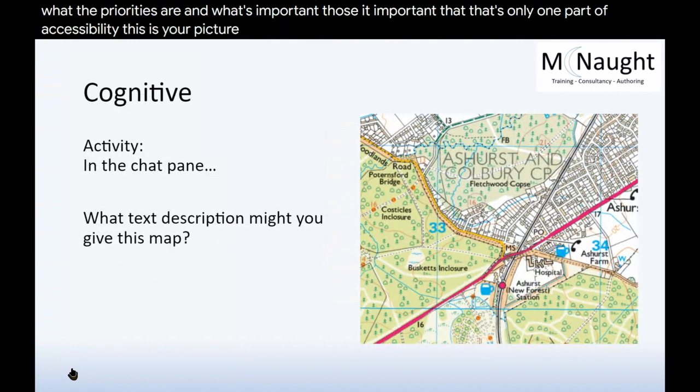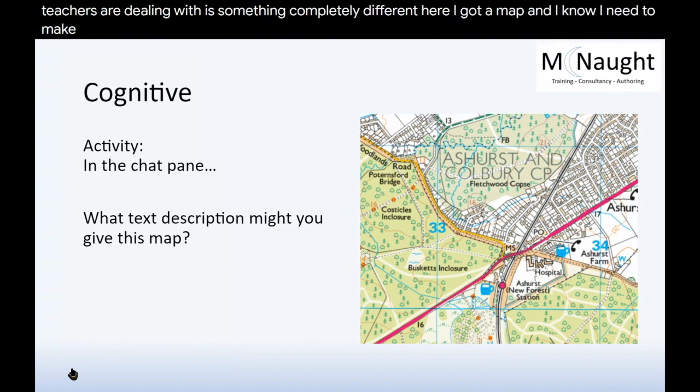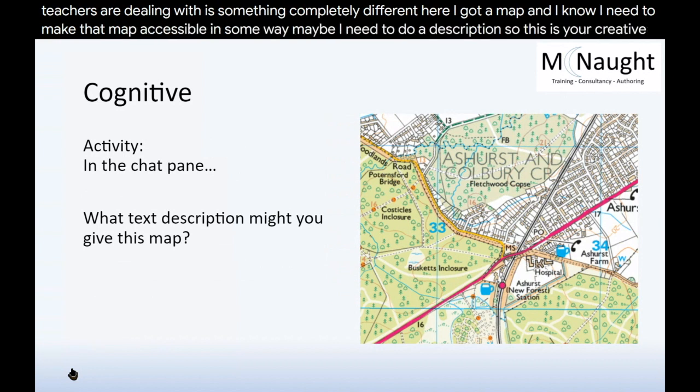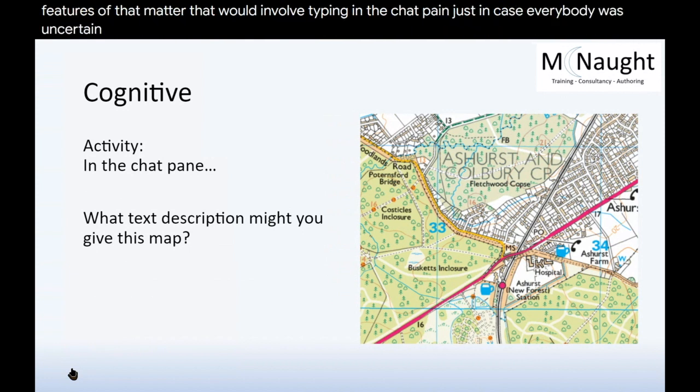This is your big chance now to be wonderfully creative, because actually what teachers are dealing with is something completely different. Here, I've got a map, and I know I need to make that map accessible in some way. Maybe I need to do a description. So this is your creative 3 or 4 minutes. In the chat pane, I would like you to describe what you think the main features of that map are. And an alt text needs to be quite short as well.